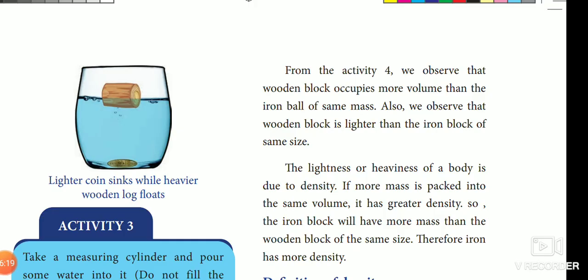From Activity 4, we observe that the wooden block occupies more volume than the iron block of the same mass. Also, we observe that the wooden block is lighter than the iron block of the same size. The lightness or heaviness of a body is due to density.